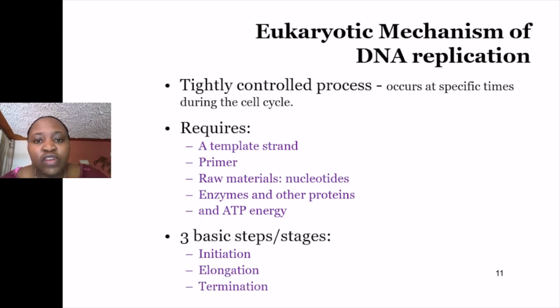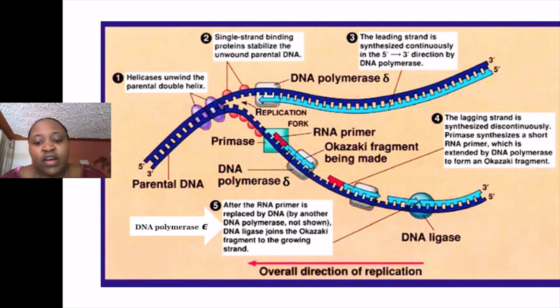So we are going to look at eukaryotic replication, and I have summarized it in this diagram. So this is our parental DNA. The dark blue is our parental DNA running from 5' to 3'. So these are parental DNA.